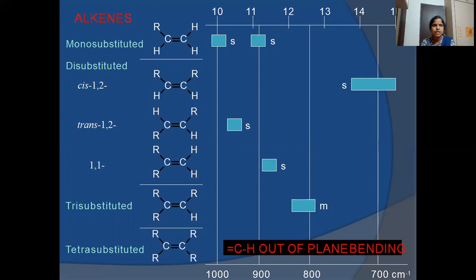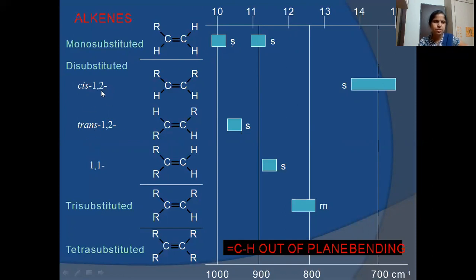Monosubstituted alkene, CH band. Then disubstituted, it may be cis 1,2, trans 1,2, or 1,1 disubstituted. You can see how many bands there are. For monosubstituted, two sharp bands. For cis 1,2, there is a sharp band. Then trans is greater than 900. So cis and trans, we can distinguish these two isomers by IR.